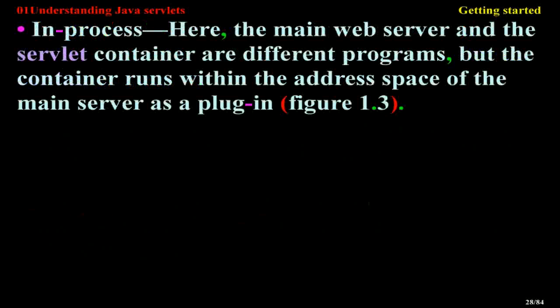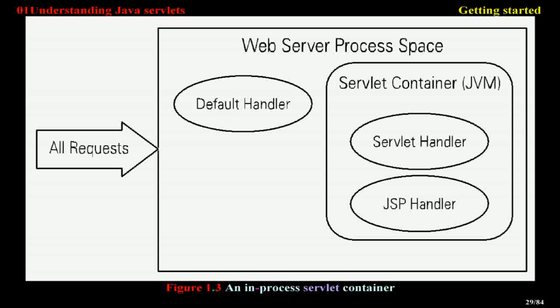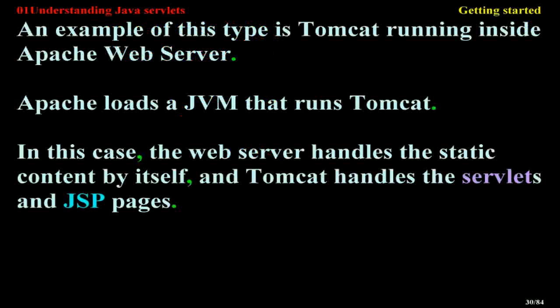In process: here, the main web server and the servlet container are different programs, but the container runs within the address space of the main server as a plug-in. Figure 1.3: An in-process servlet container. An example of this type is Tomcat running inside Apache Web Server. Apache loads a JVM that runs Tomcat. In this case, the web server handles the static content by itself, and Tomcat handles the servlets and JSP pages.